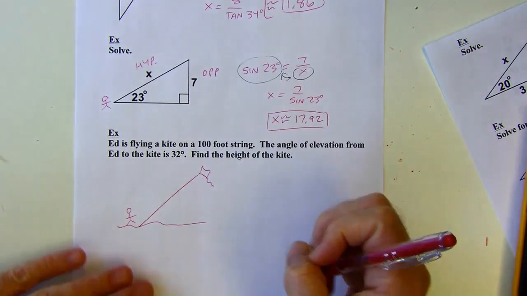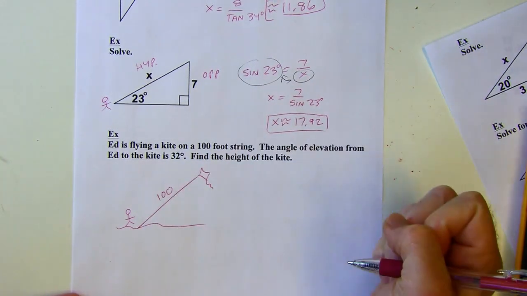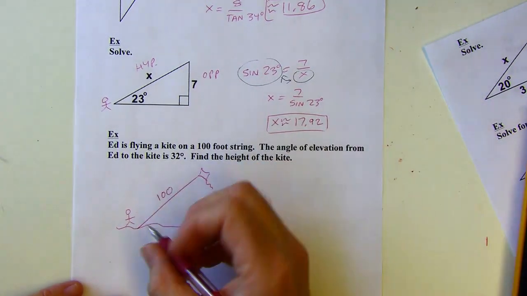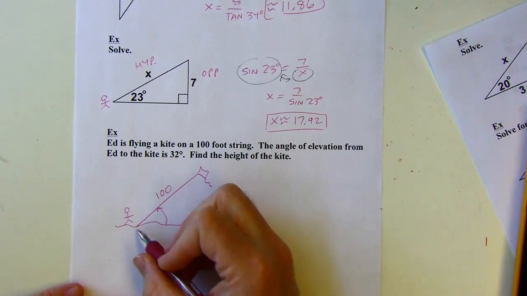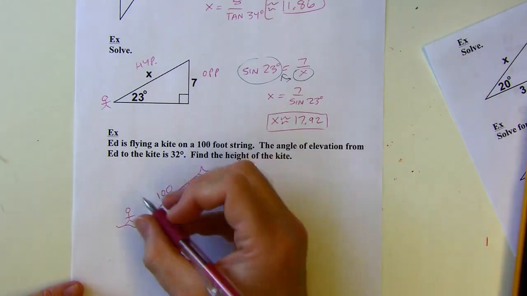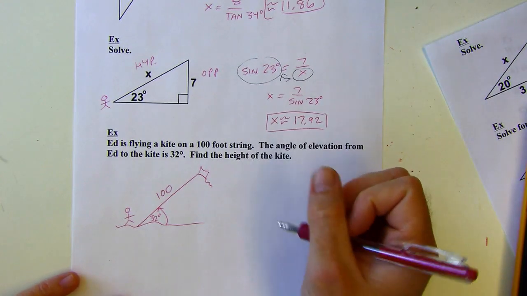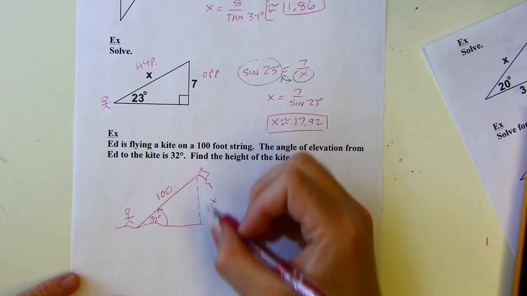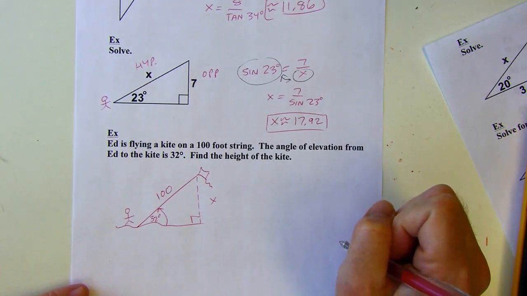Okay, and then it's a 100-foot string. All right, and the angle of elevation from Ed to the kite. So that means this angle of elevation, if Ed looked up towards the kite, like from where he tied this to the ground, I guess that would be 32 degrees. Okay, we're supposed to find the height of the kite. Okay, so assuming that the ground is flat, then we've got a right triangle. Okay, so there's my situation.